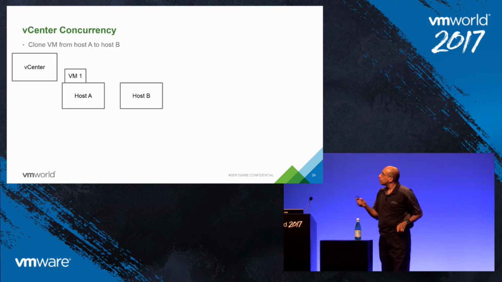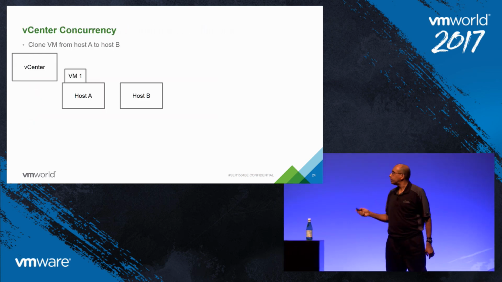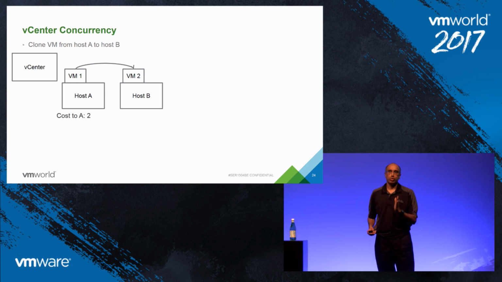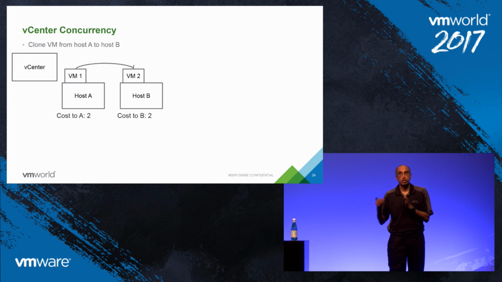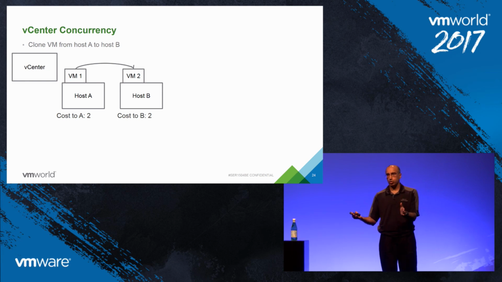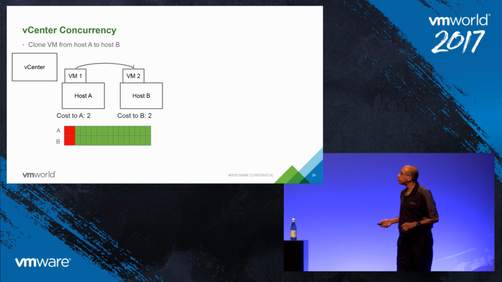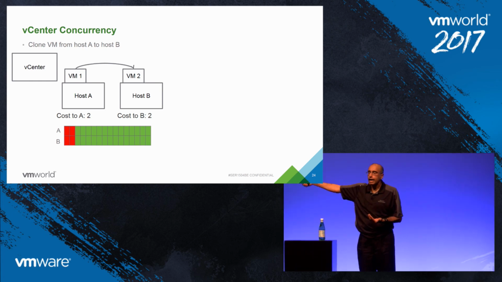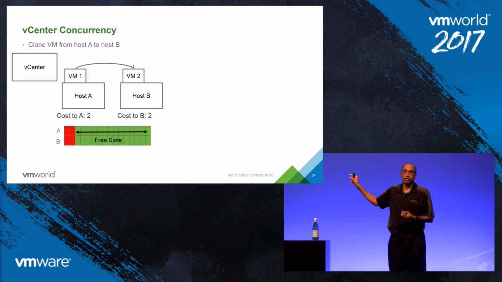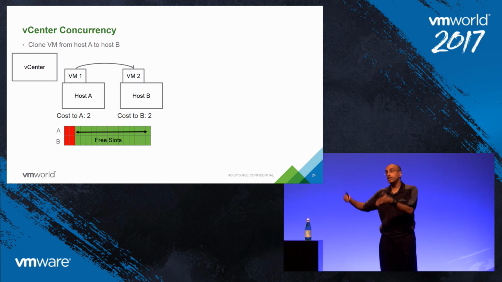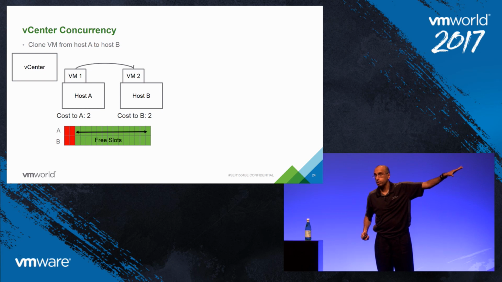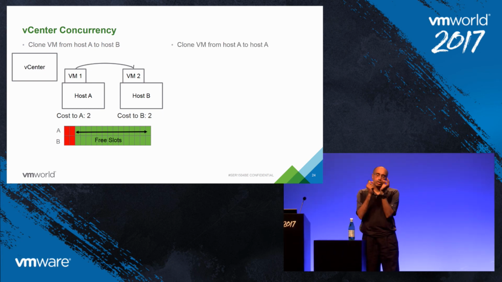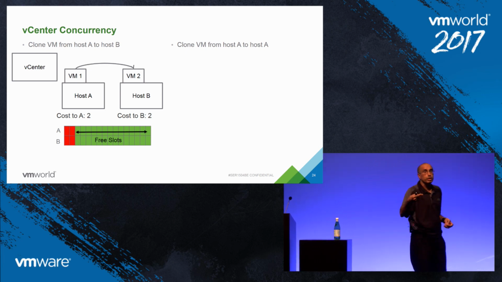So imagine I'm cloning a VM from host A to host B. Host A gets charged 2. It's a clone and it's the source. Host B also gets charged 2 because it's involved in that clone. So the way you can think about this visually is that each host is being charged 2, and that's what I show in red, and then each host has a number of free slots. Those free slots can be taken up by any of those other operations I talked about on the previous slide.